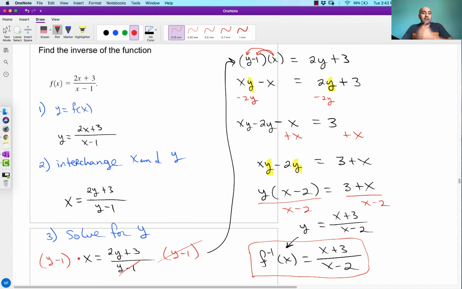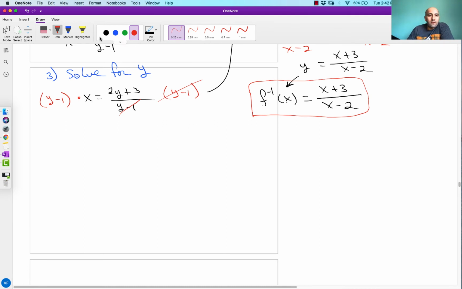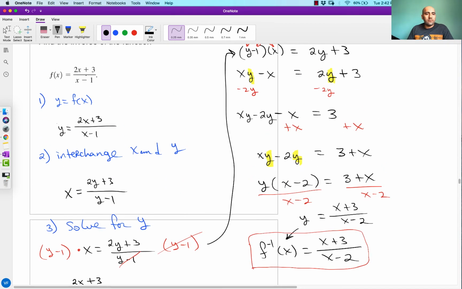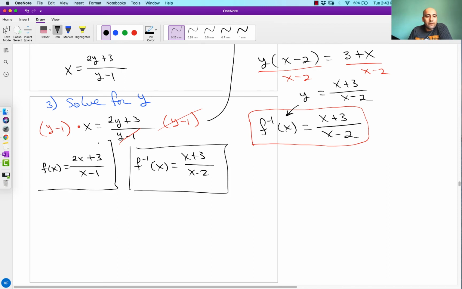Okay, so we're saying that these two functions are inverse functions of each other. How do we know that? Well, let's write them down over here. So we have f of x equals 2x plus 3 over x minus 1, and then we have that f inverse of x is equal to x plus 3 over x minus 2. How do we know that these two really are inverse functions of each other?